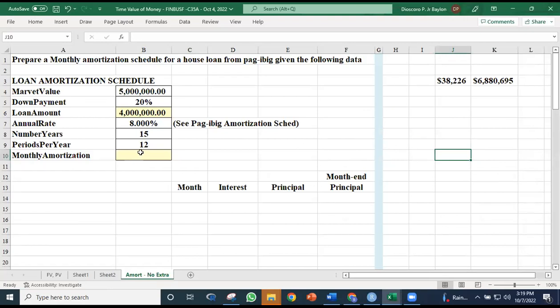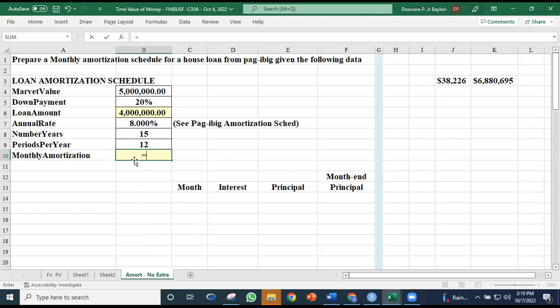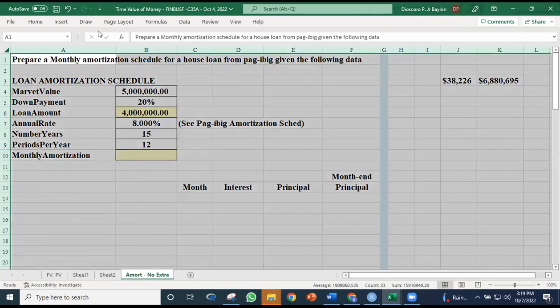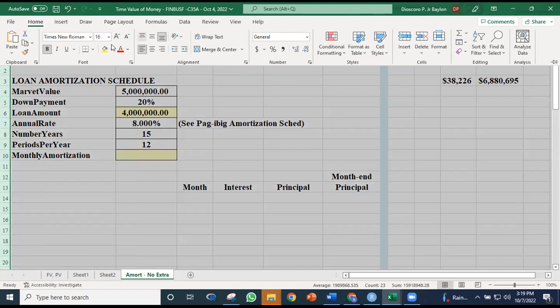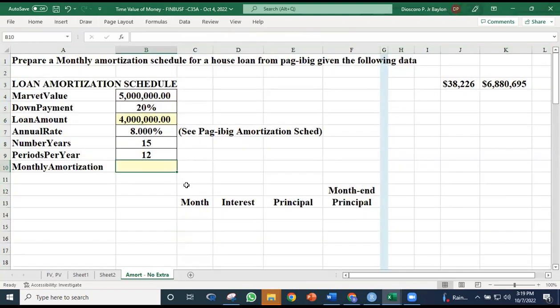Okay. So the monthly amortization, class, we know that this is equal to negative PMT. PMT first. When you're asked for the monthly amortization, it's always PMT. Let me increase the size. It is equal to PMT.